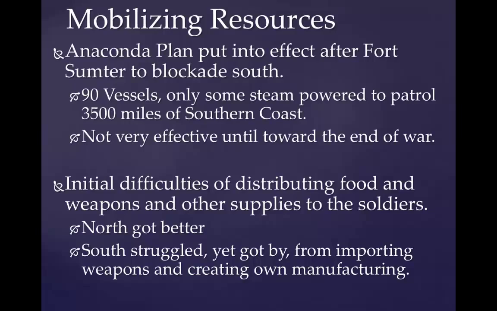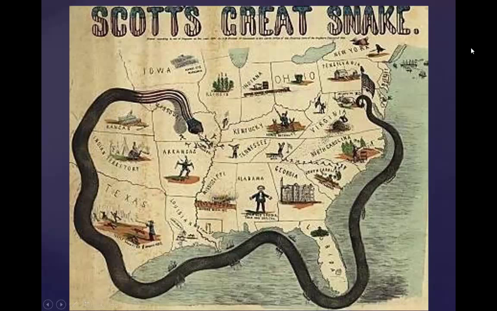You also had initial difficulties distributing the food, weapons, and other supplies to the soldiers. As the war went on, as a result of production, manufacturing, and the railway system, the North actually got better at this, and the South struggled. They were able to import weapons and ultimately start their own manufacturing in certain cases. They got by, but the struggles are going to be really apparent later in the war. And as you can see here, you have a picture of Scott's Great Snake.